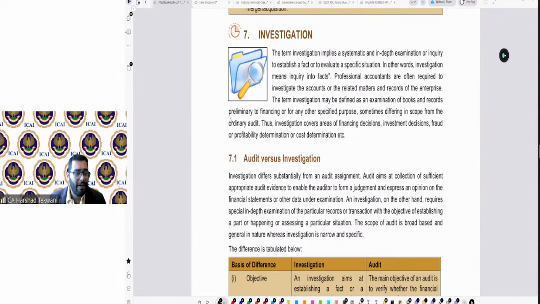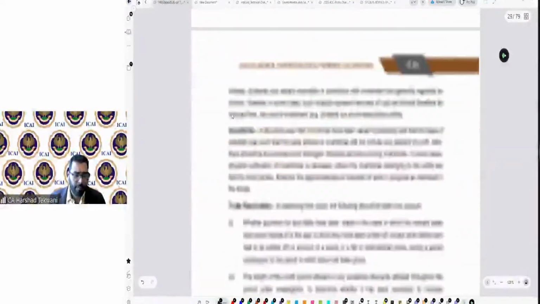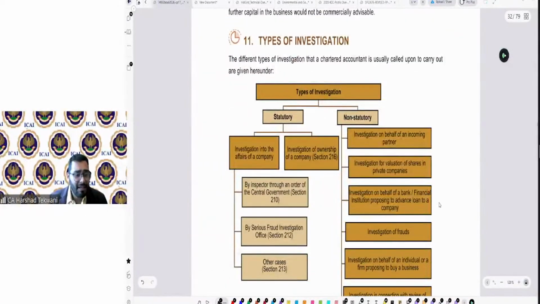You can come to page 17.32 in your study material. These are the types of investigation that we will discuss today. Very important. Unlike the types of due diligence, some types of investigation come from a law or regulation.